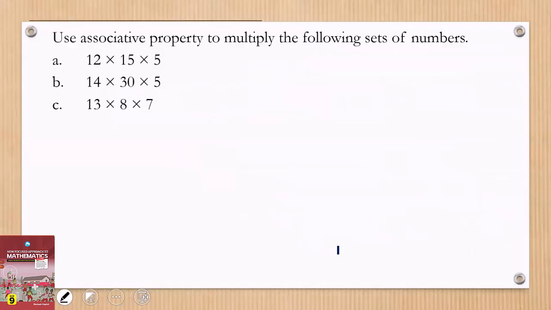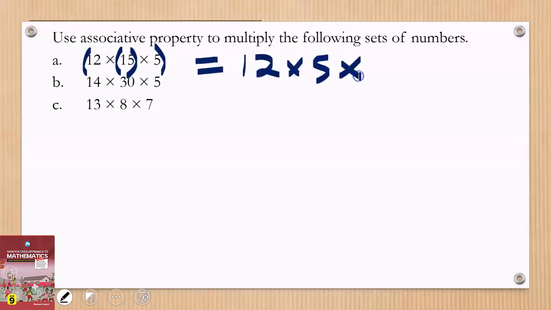Now, how do we apply this concept of associative property to multiply numbers? So I say I have 12 times 15 times 5. I can multiply this first before times 5, or I can multiply this before times that. But to me, it will be easier. I'll multiply 12 times 5, then I multiply times 15. And this is the reason.